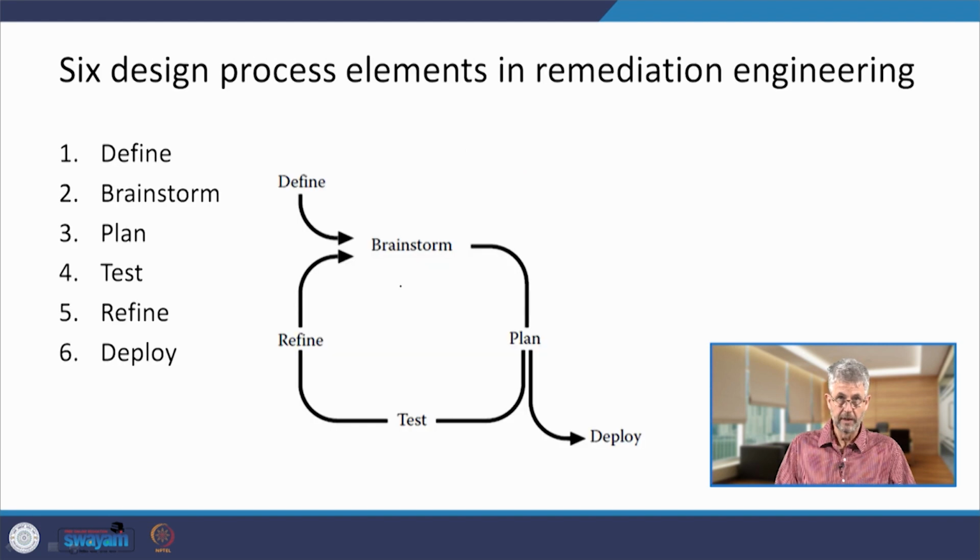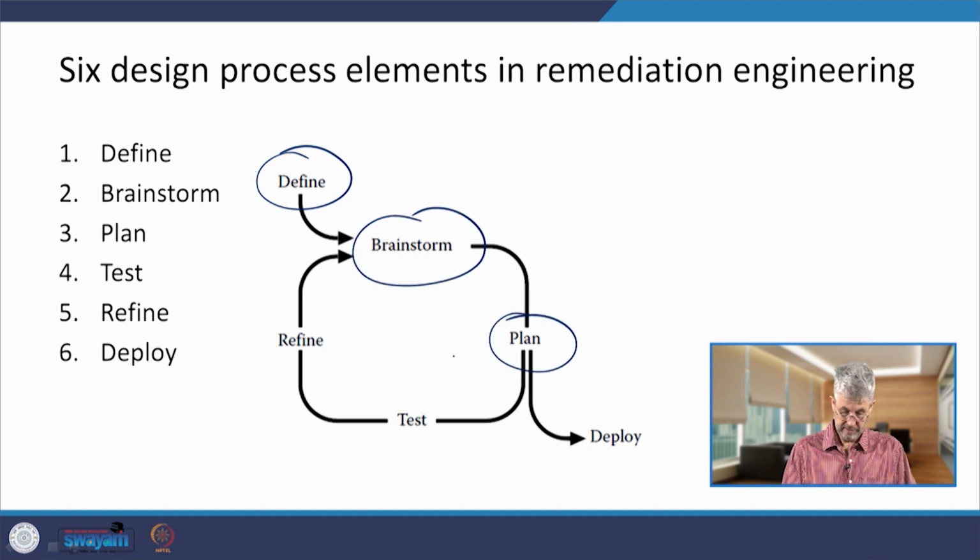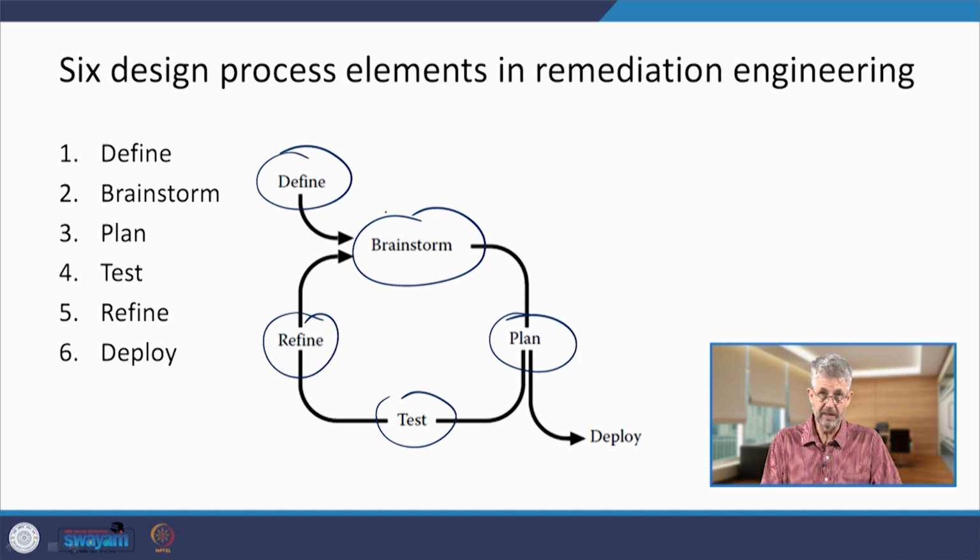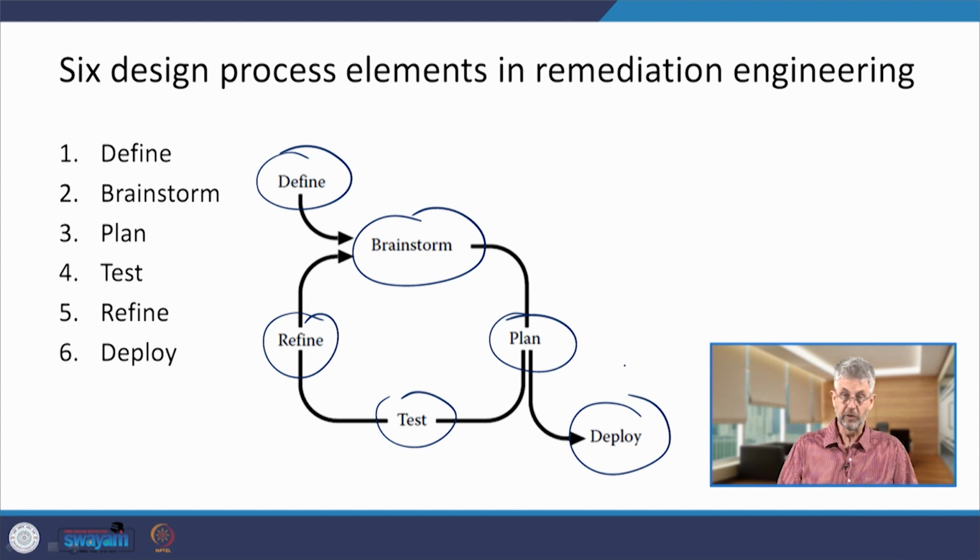Now, for remediation engineering in particular, this process has 6 elements. It starts with defining the problem. What do we need to do? Brainstorming, how we get there. Planning, testing, refining, and if needed, repeat the process. And ultimately, we want to get to the point where we can deploy our remediation strategy. So in the next few slides, I will go over all these elements one by one and give a little bit more insight into what each element is and what it's about.